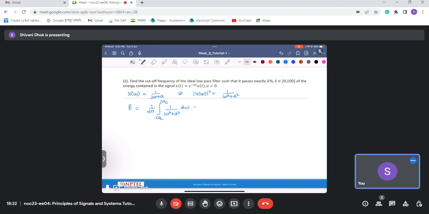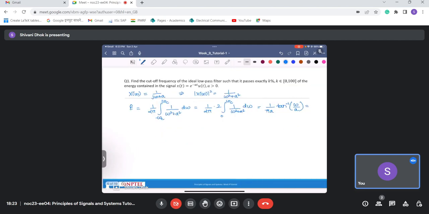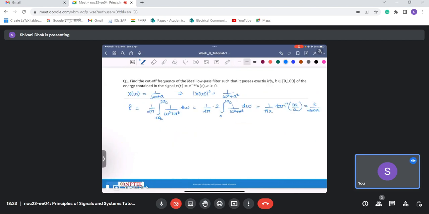d omega. So this I can also write as 1 upon 2 pi into 2 times integral 0 to omega c, since it is an even function, of 1 upon omega squared plus a squared d omega. This I can write as 1 by pi a tan inverse of omega c by a. Okay, and this E hat should be equal to k% of E, which is k upon 200a.